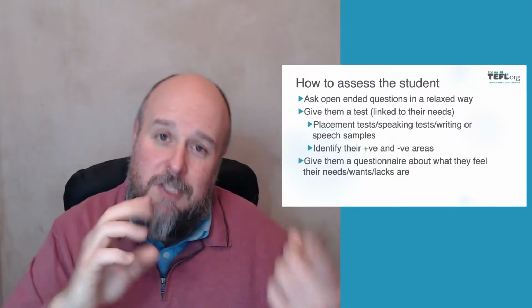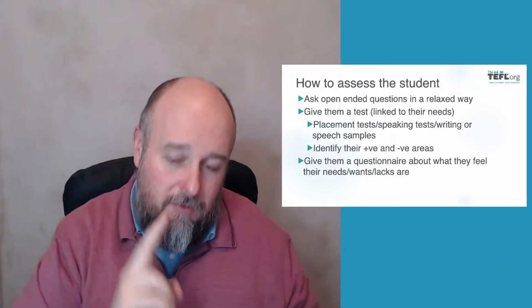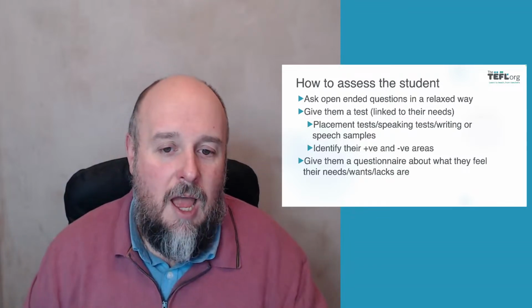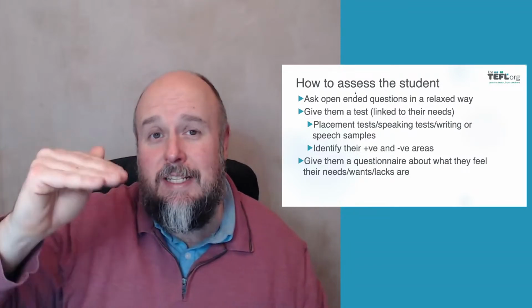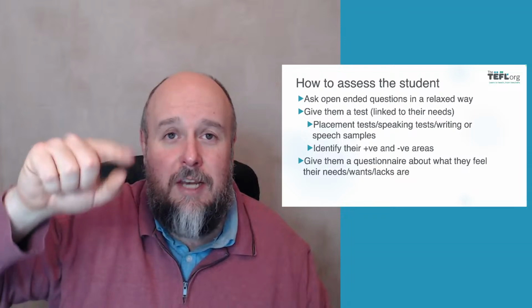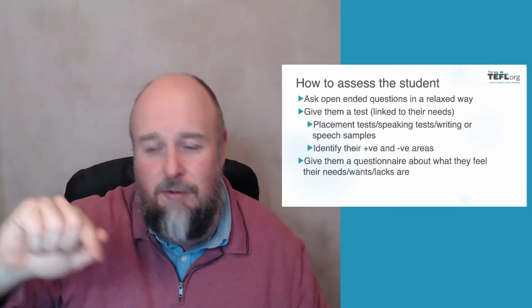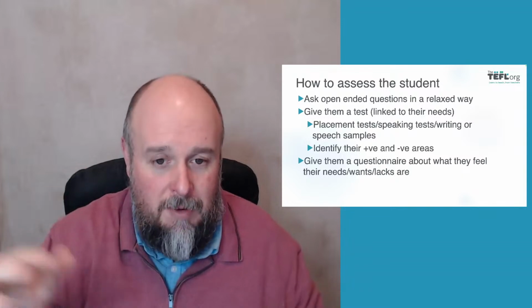Then wants: do you want speaking practice? Do you want grammar practice? Do you want vocabulary practice? What kind of wants do you have? And then you can do these by numbering them. So you could have the 4 skills, and they number 1, they want the most, 2, they want speaking, 3, they want listening, 4, they want writing, whatever it might be.